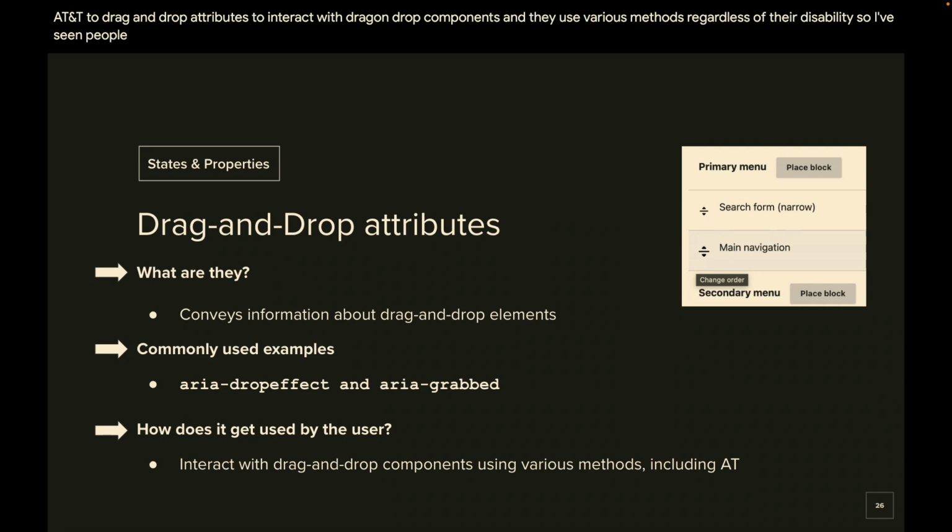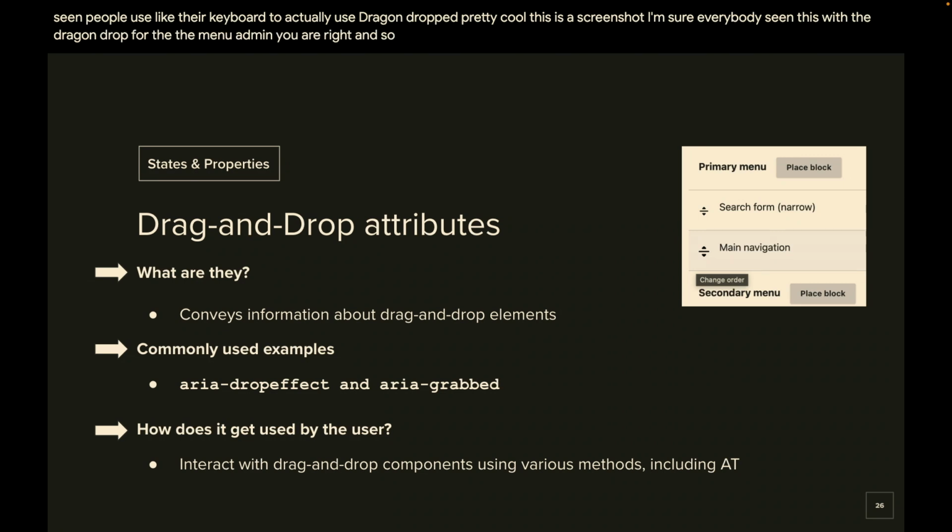So I've seen people use like their keyboard to actually use drag and drop. It's pretty cool. This is a screenshot. I'm sure everybody's seen this with the drag and drop for the menu admin UI, right? And so a lot of people use their mouse, but you can actually use your keyboard if it's done right.